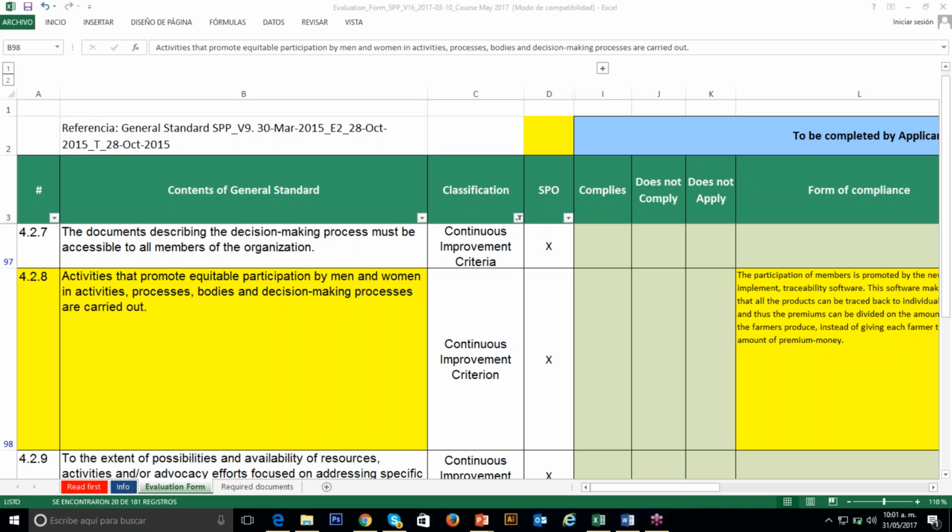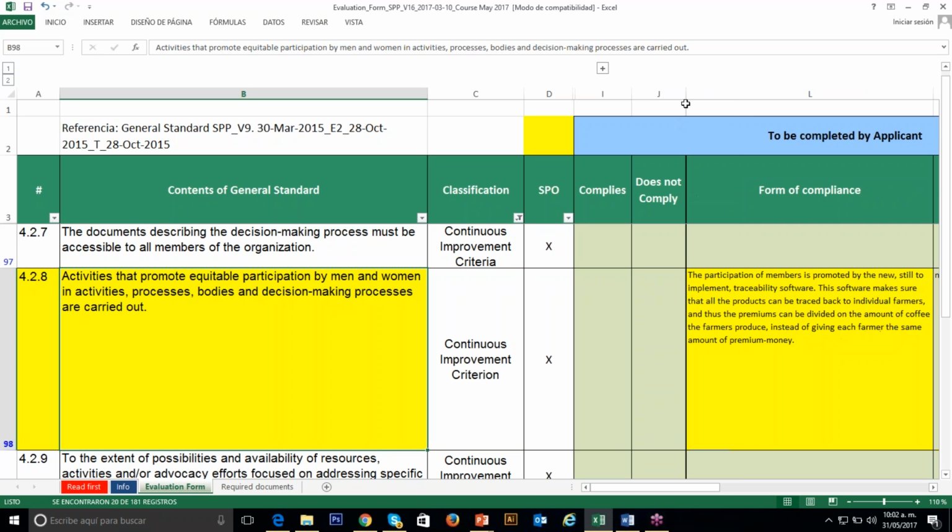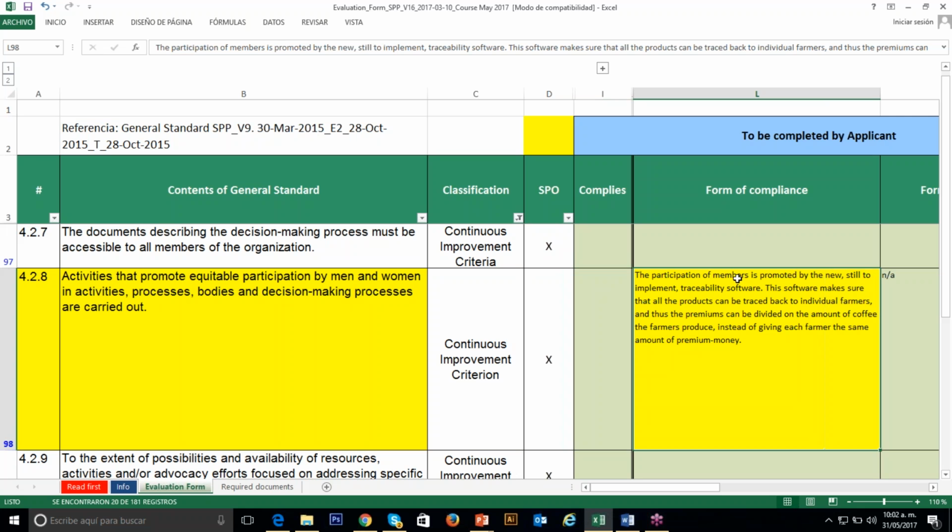Okay, so are you speaking about 4.2.8? Yes, please. Activities that promote equitable participation by men and women in activity process, bodies, and decision-making process are carried out. It's continuous improvement, yes. Then the answer, the letter in column L, please read it. This is the form of compliance.